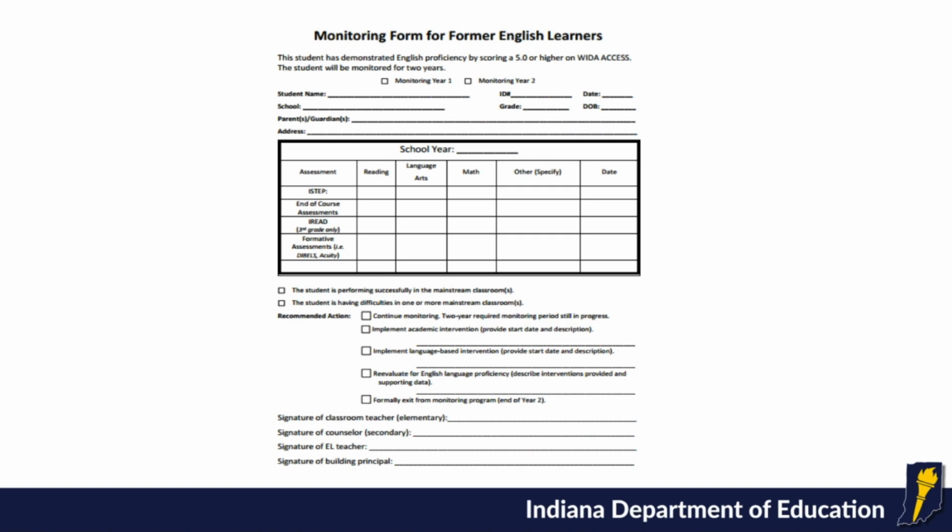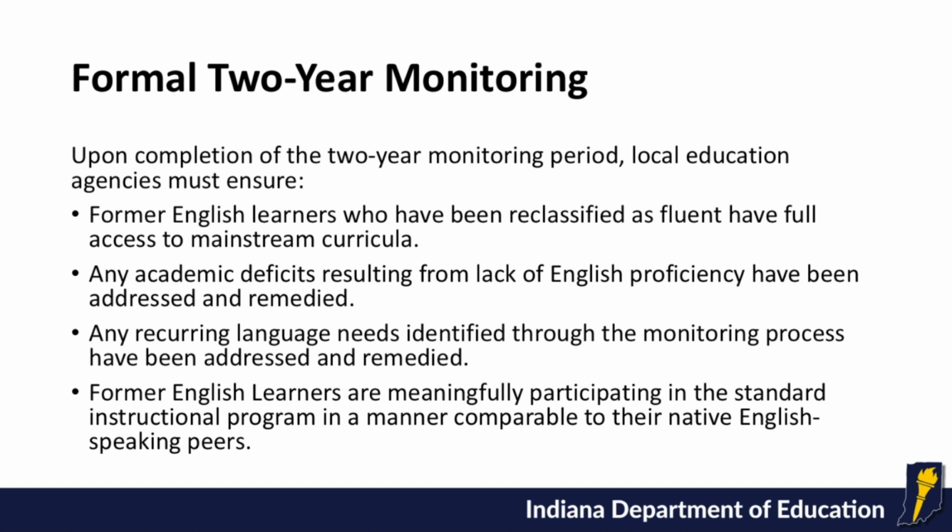Upon completion of the 2-year monitoring period, LEAs must ensure that former English learners who have been reclassified as fluent have full access to mainstream curricula. Any academic deficits resulting from lack of English proficiency have been addressed and remedied. Any recurring language needs identified through the monitoring process have been addressed and remedied. Former English learners are meaningfully participating in the standard instructional program in a manner comparable to their native English-speaking peers.